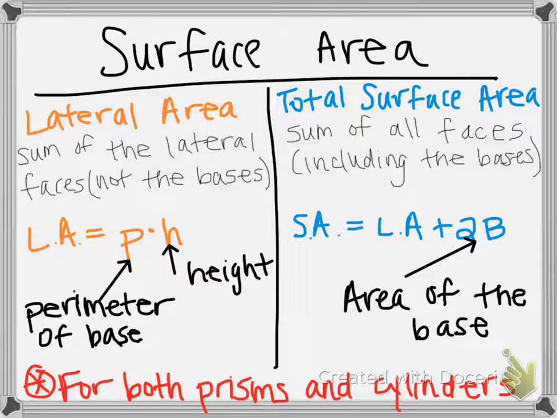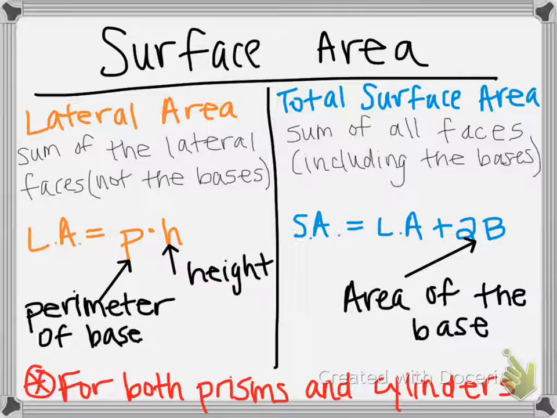It's P times H, where P stands for perimeter of the base, and H stands for height. Remember, height is going to be the length of the altitude. Going back to perimeter of the base, even though it's the same letter P, it might be calculated in different ways. For a triangle, you'd have to know the three sides of a triangle.